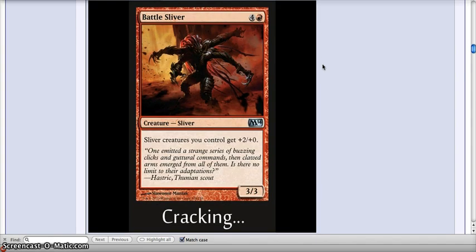Then we have Battle Sliver, which I think looks kind of cool, actually. Even though it has humanoid characteristics, it still could be more animalistic, and it has the four arms. It has this crouch to it. I really like these tentacle things. Yeah, it's a 4/1 for a 3/3. Sliver creatures you control get +2/+0, which is also a classic Sliver ability. You'll probably see it on another Sliver.